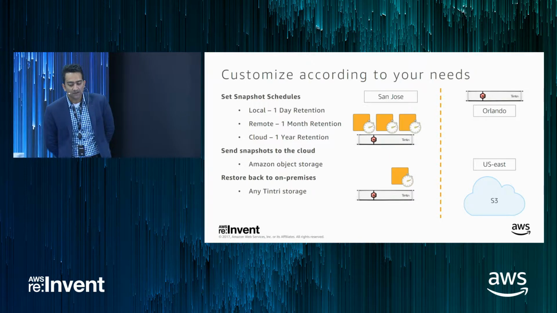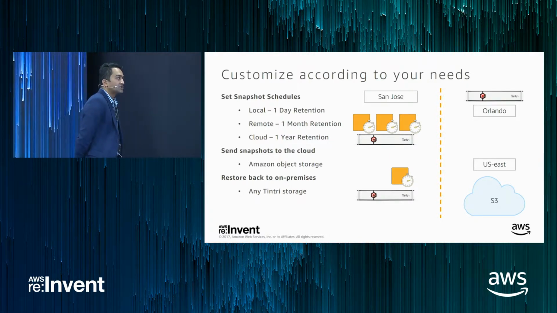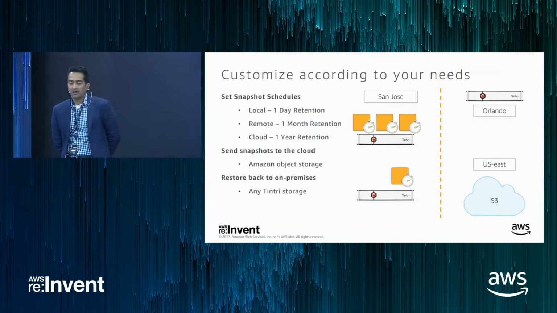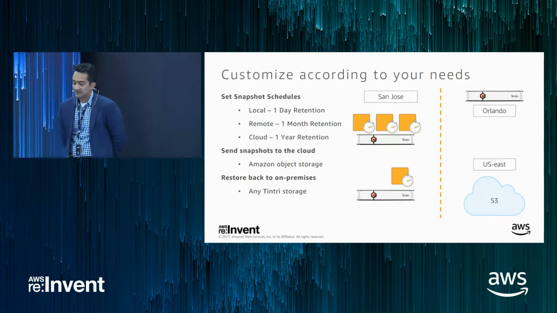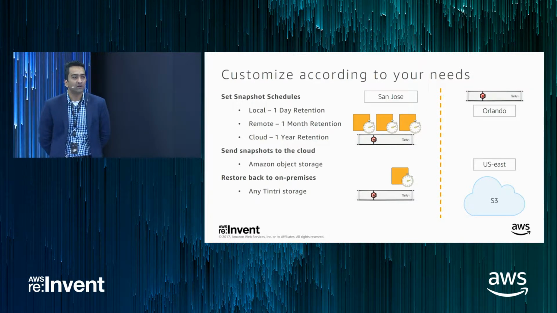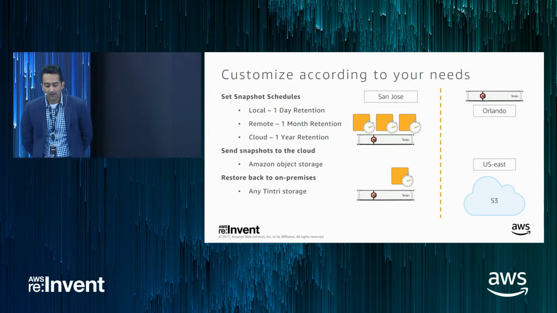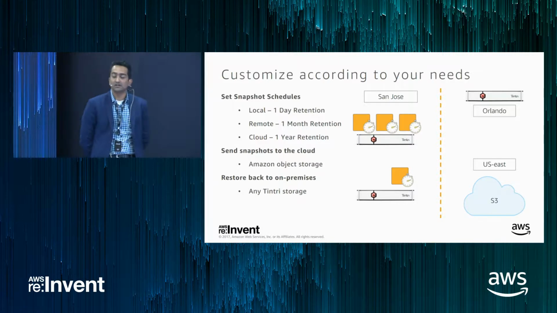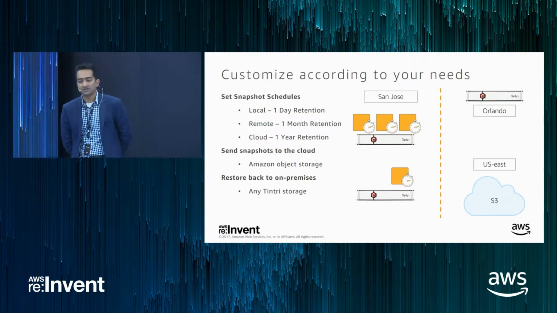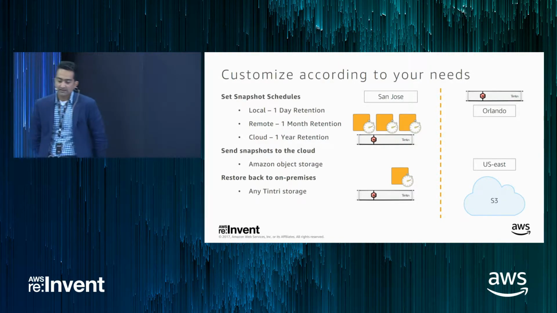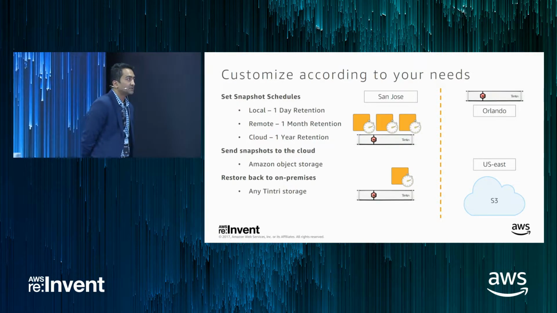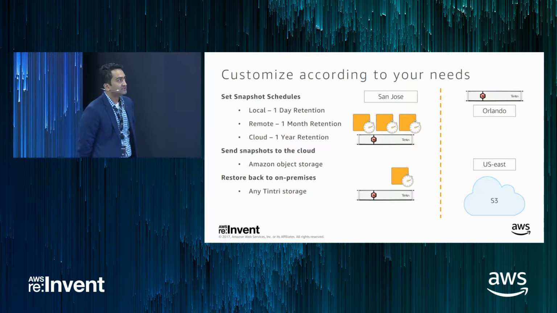You can customize your data protection according to your needs. You can set your snapshot schedules. And what we have seen many people do is they have multiple TwinTier all-flash storage systems. They have different backup solutions which already exist on their on-prem, and we work with a bunch of those also. And then you have your public clouds also available in different data centers. So people set up their snapshot schedules.